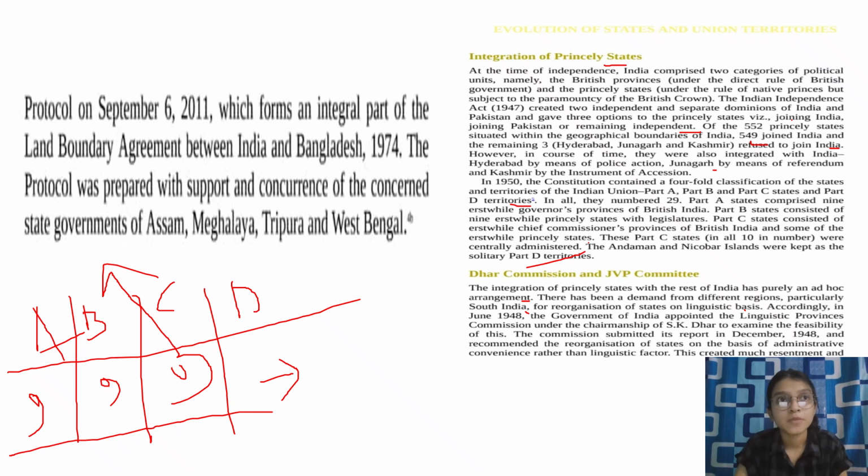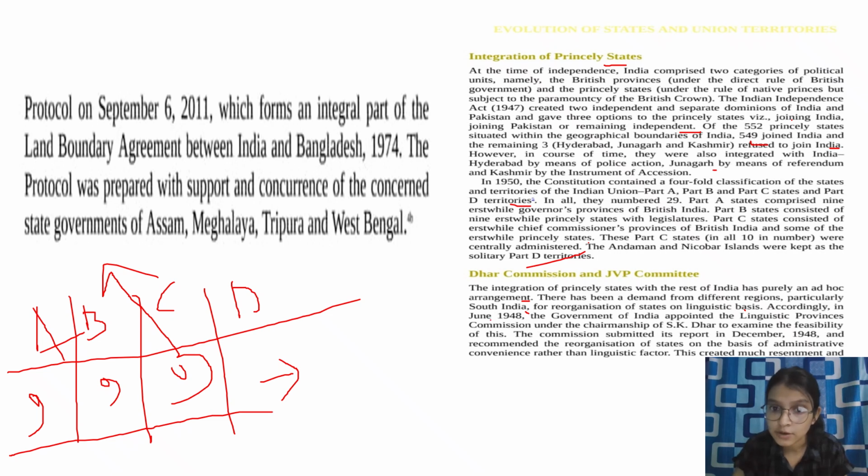For example, the Marathi people want a state of their own, the Telugu people want a state of their own. So they want their people to stay united in a particular group rather than being here and there under this fourfold classification. The reorganization of states on linguistic basis.